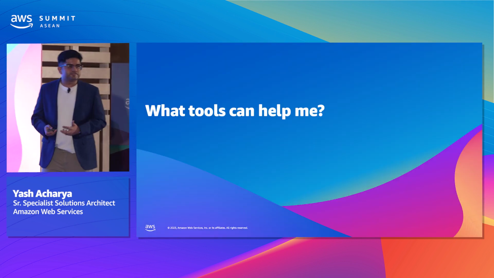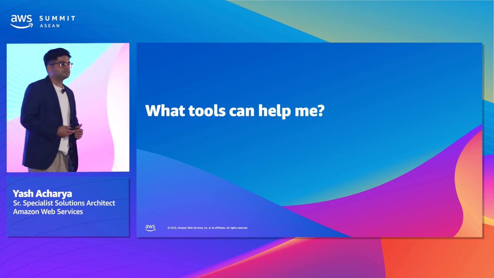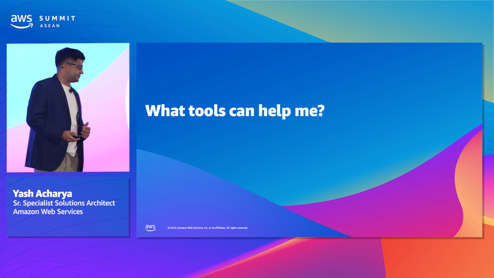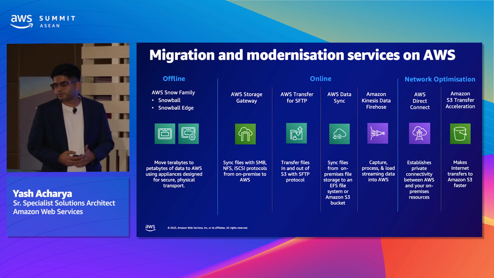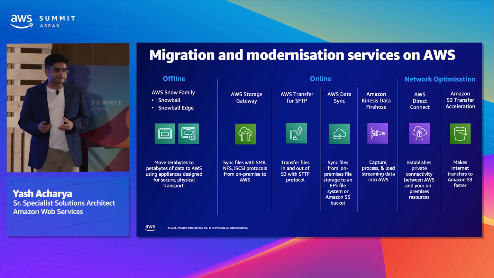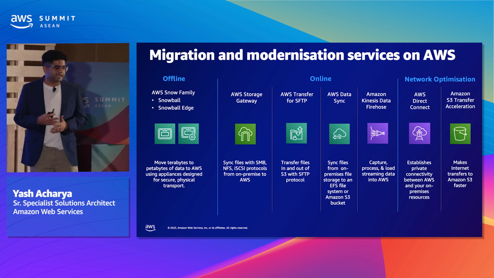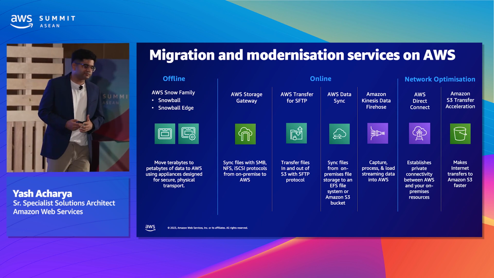Now I've spoken about the different architecture patterns and different aspects around migration. Now how do we accelerate these? So we have different tools and services available on the AWS side which can help you accelerate your migration and modernization. So the services are divided into offline, online. This is specifically around the data migration.